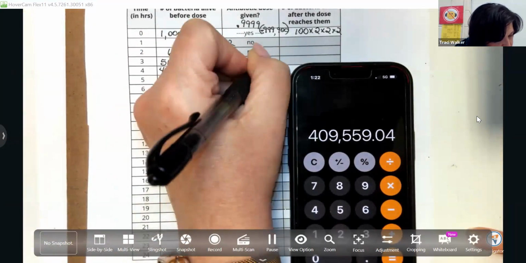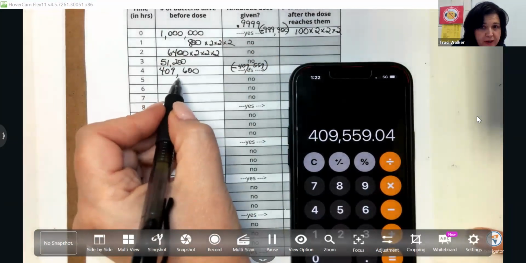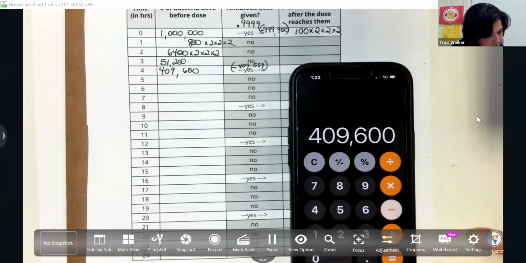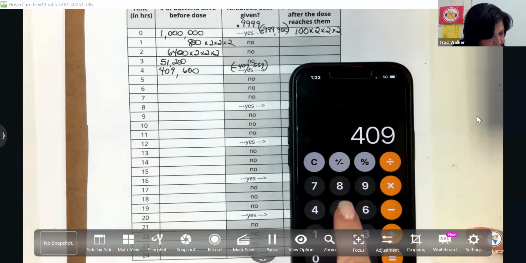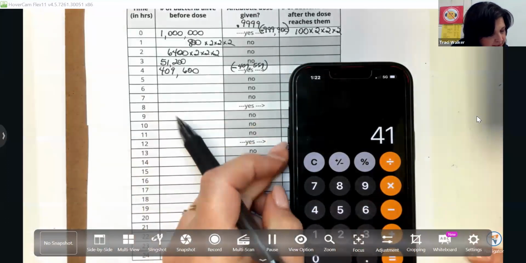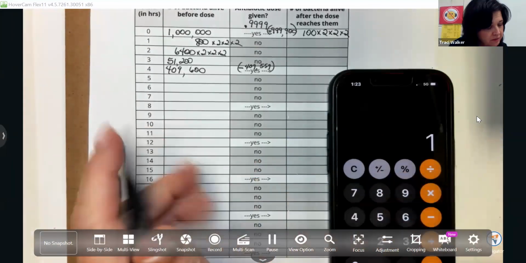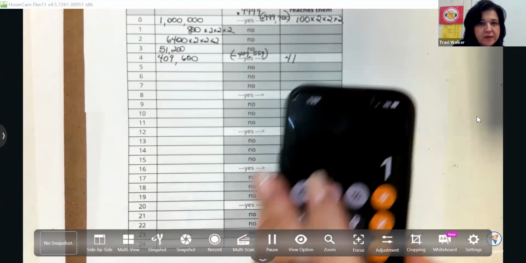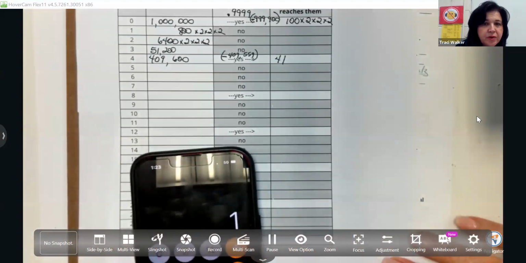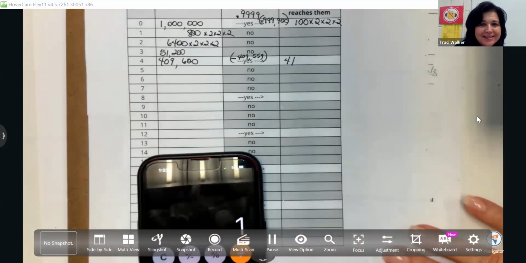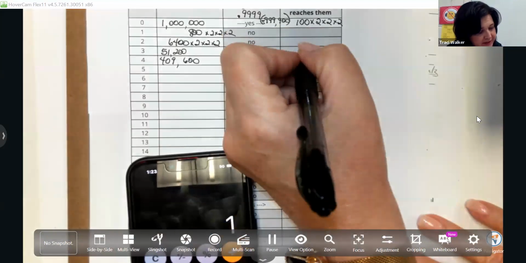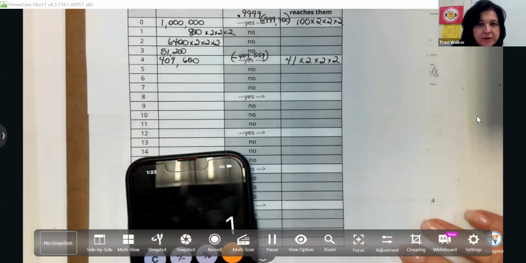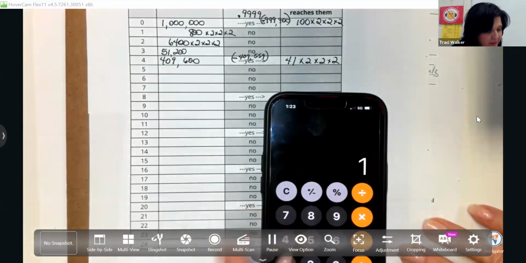Okay. So I am going to subtract 409,559 bacteria from my original population, 409,600. And that will leave me with 41 bacteria. Okay, and then again, now I feel great and I feel like I'm not sick anymore. But between 4 hours and 5 hours, these bacteria are going to reproduce every 20 minutes.